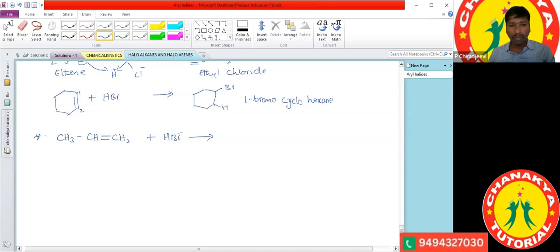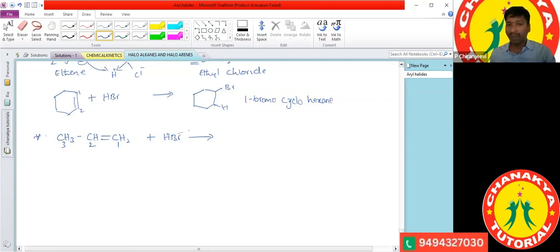Okay, now sir, what is meant by the alkene part? Wherever the double bond is there, in a ring, in an open chain compound, or in a cyclic ring, that part only we can consider as the alkene part. Now I can give the numbering 1, 2, 3. So the 1, 2 carbon atoms only we can consider as the alkene part.